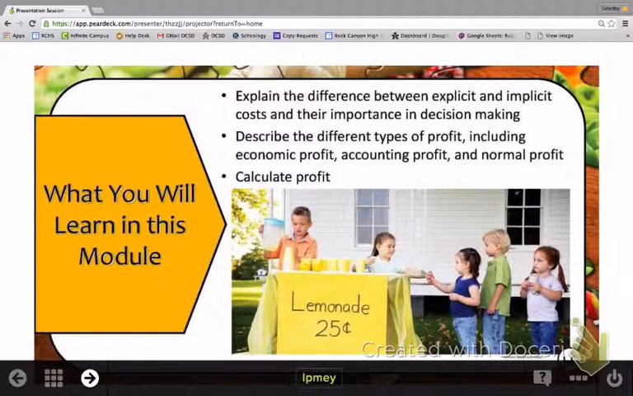In this module, what we are going to learn are these things. First, I'll explain to you the difference between explicit and implicit costs and how important they are in making decisions. We'll describe the different types of profit, including economic profit, accounting profit, and normal profit, and then we'll learn how to calculate profit.